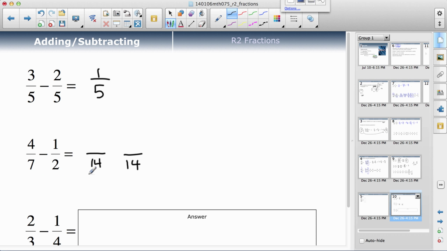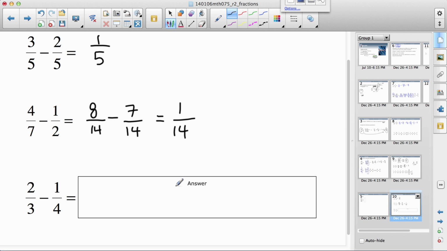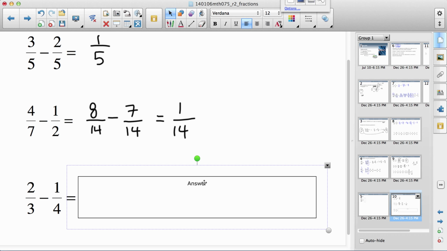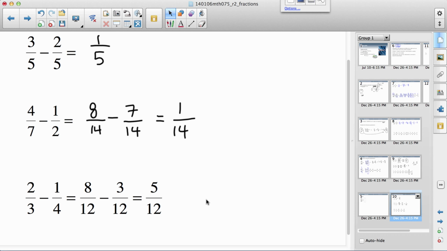This first one I can times by 2 to get 14, so I have to multiply the top by 2. The bottom one, I have to multiply this 2 by 7 to get 14, so I have to times this by 7. And if I'm subtracting, I keep the base the same and simply subtract the numerators. Again, try that with this one and see what you come up with. And then press play to see the answer. Hopefully you came up with 5/12.